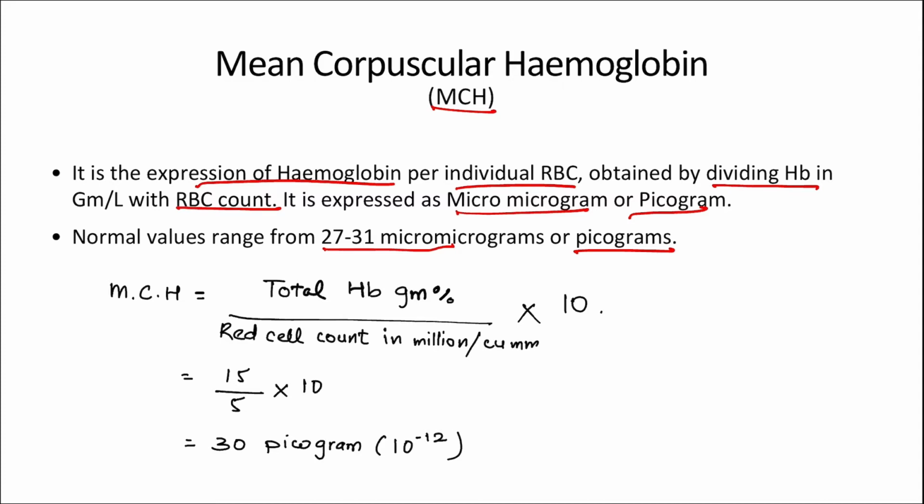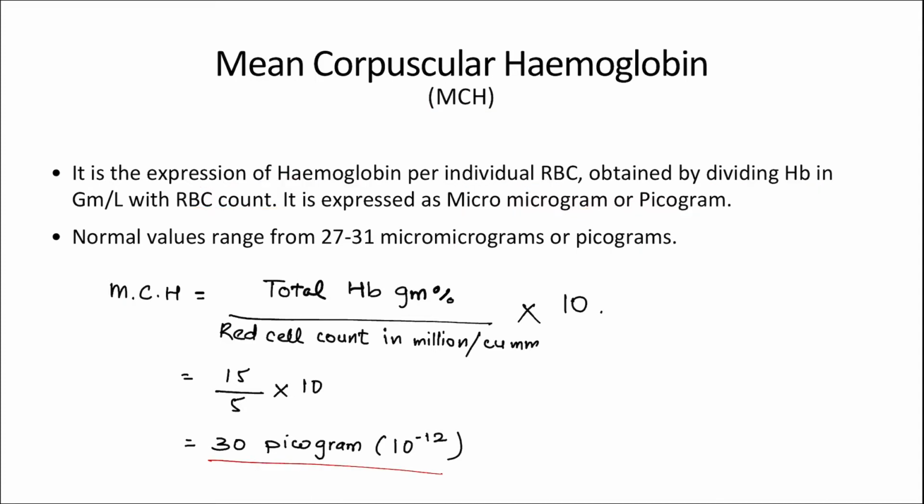So if we put the values in our equation, then MCH will be total hemoglobin percentage divided by RBC count into 10. So 15 divided by 5 into 10, then we will get 30 picogram.